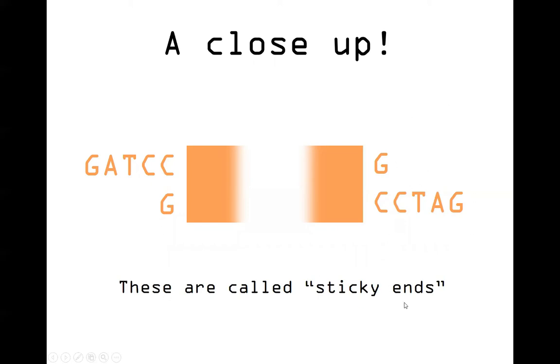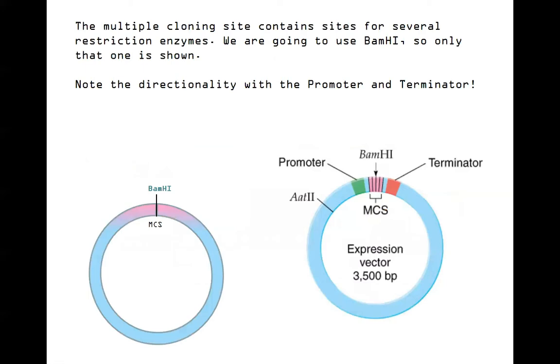And these are called sticky ends, and we'll see in a minute why that's important, okay? So let's go back now to our vector, that expression vector that we previously looked at, okay? So we've more or less prepared our gene of interest. We have to do some stuff to this vector as well.